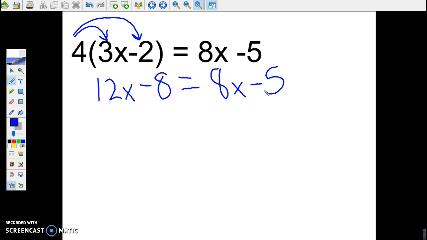From here, we start to solve the equation by pushing all of the variables to one side. So I'm going to look at my two variables. The 8 is smaller than the 12, so I'm going to subtract 8x on both sides.